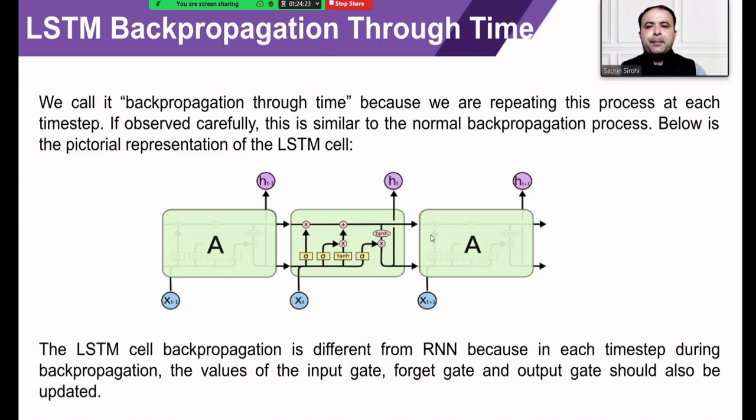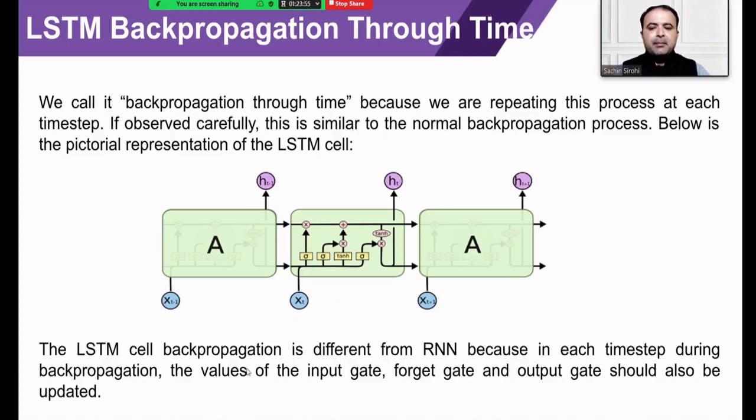So LSTM back propagation through time. We call it back propagation through time because we are repeating this process at each time step. If observed carefully, this is similar to the normal back propagation process. Let me pictorially represent the LSTM cell. So now I am representing this particular cell.